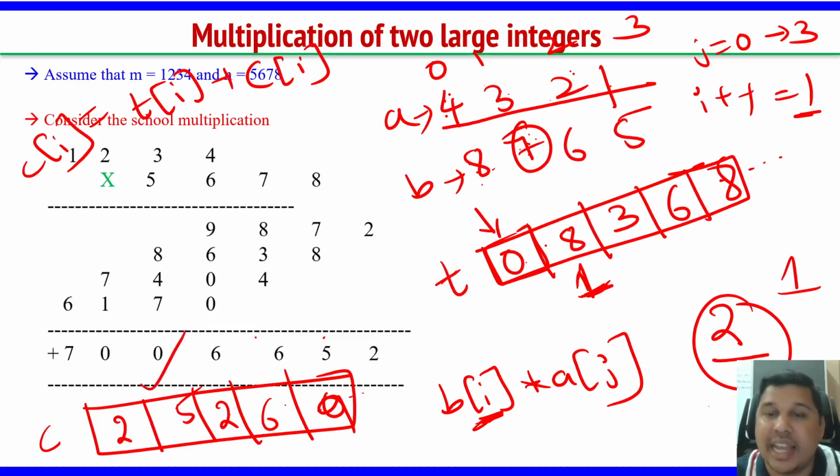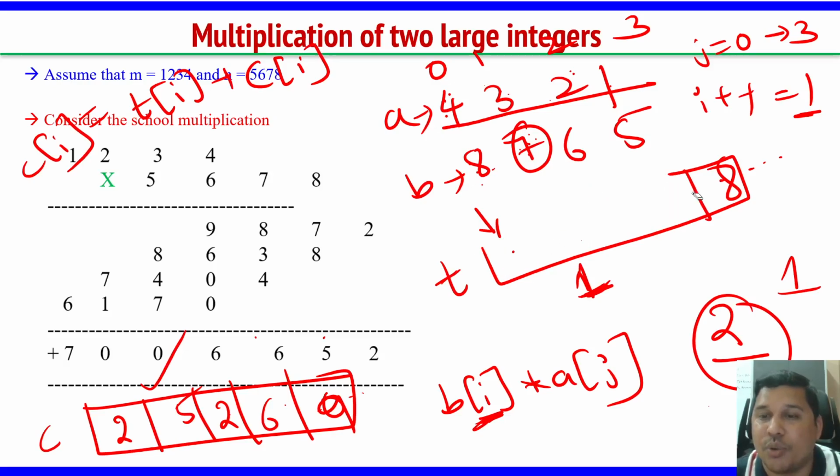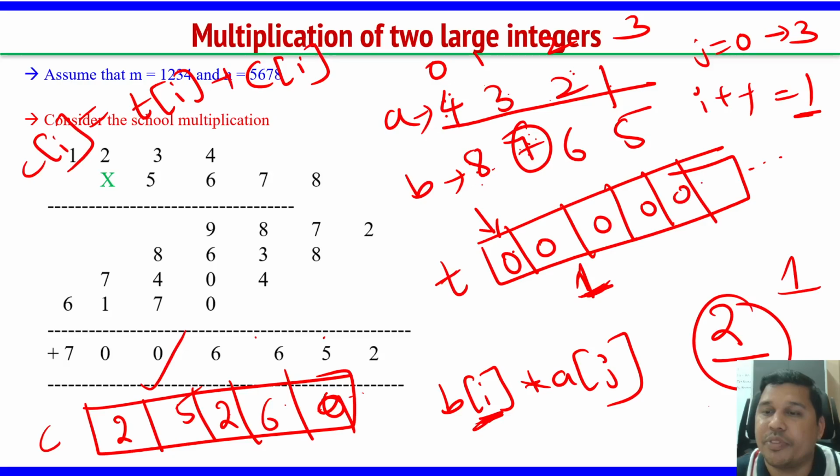After you update the C array, again make T array values as 0. Fill everything with zeros. Now again the third iteration begins. I becomes 2 this time. So, start filling from this location, from I, start filling from this location.